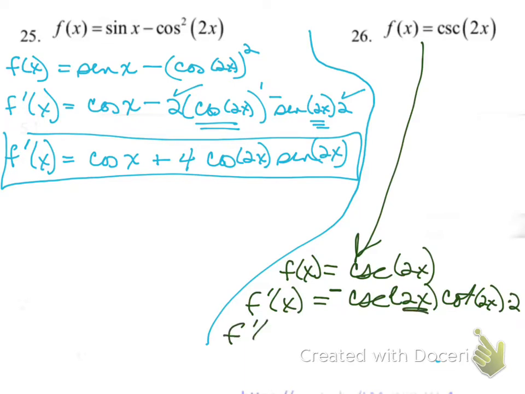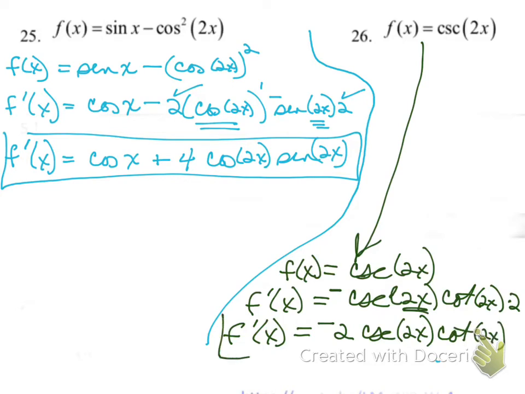So let's write it one more time. F prime of x equals negative, bring the 2 up, cosecant 2x cotan 2x, and we are done. And that's the best form for that answer right there. And so that concludes questions 21 to 26 in the review packet.